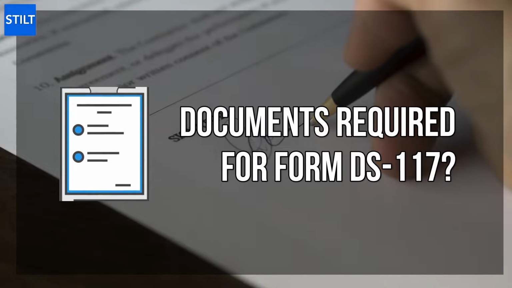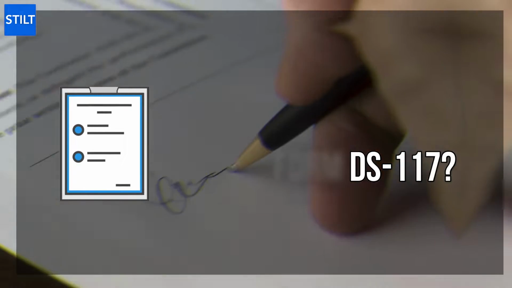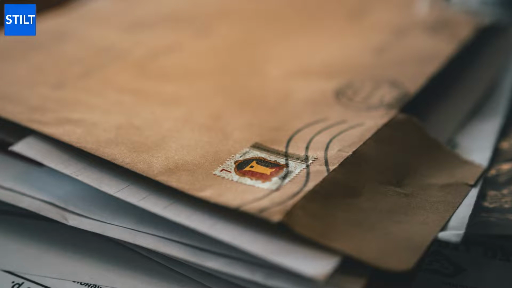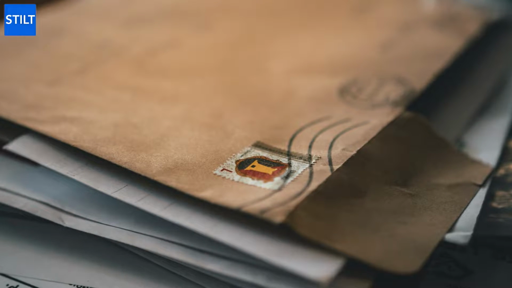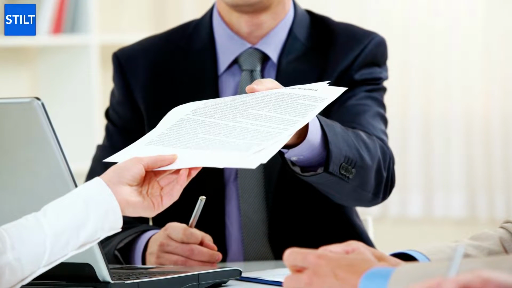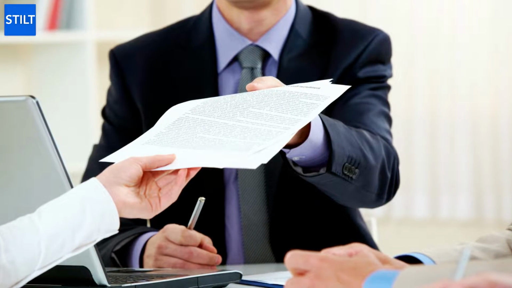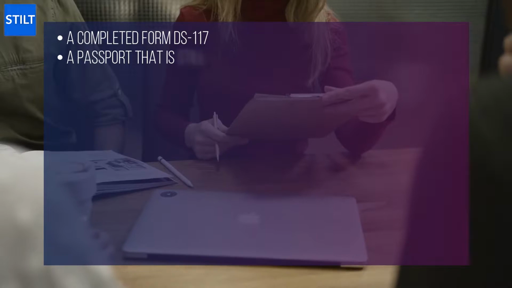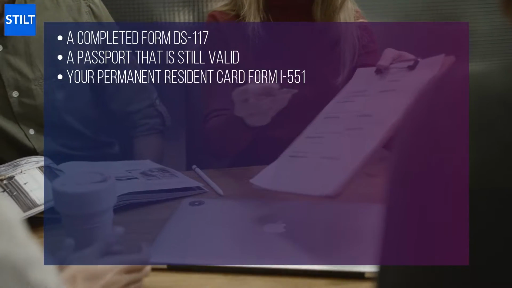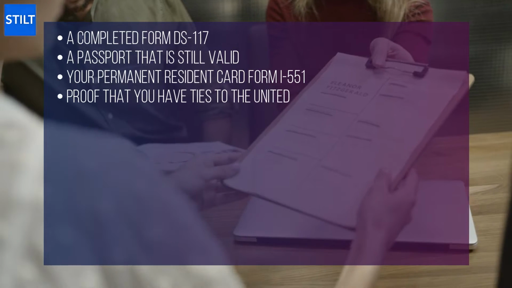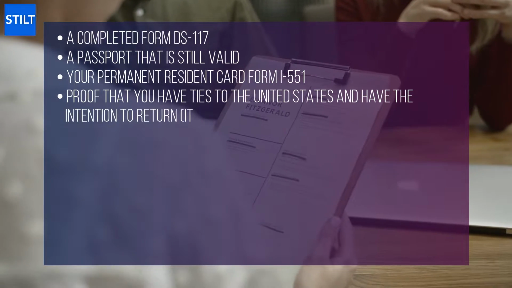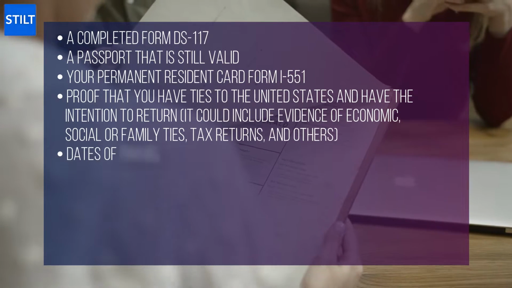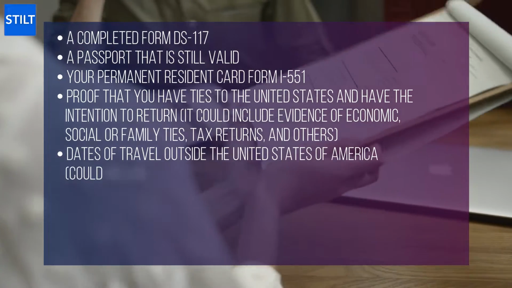Documents required for Form DS-117. If you are eligible for Form DS-117 and are planning to submit one, there are some documents that you need to bring to the US Embassy the day you have your appointment. If you don't know what to bring yet, here is a list of the documents you should have in your possession. A complete Form DS-117, a passport that is still valid, your permanent resident card Form I-551, proof that you have ties to the United States and have the intention to return. It could include evidence of economic, social or family ties, tax returns, and others.